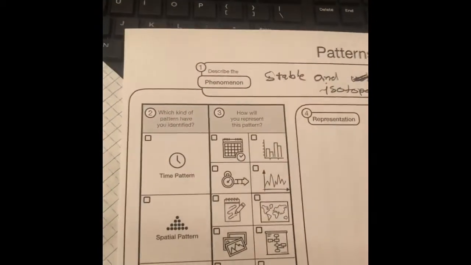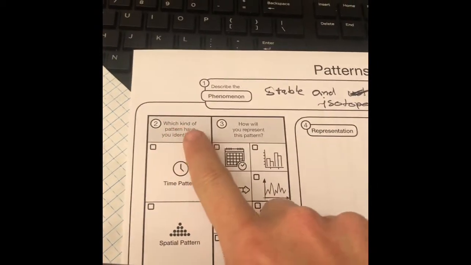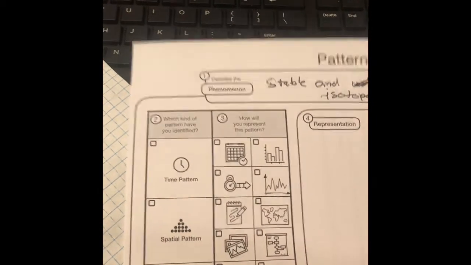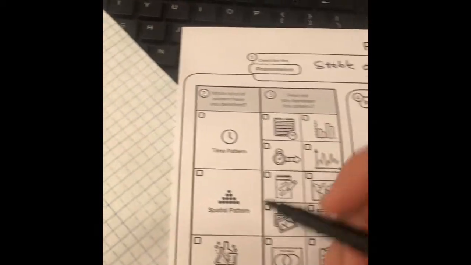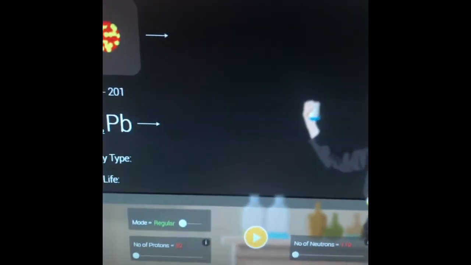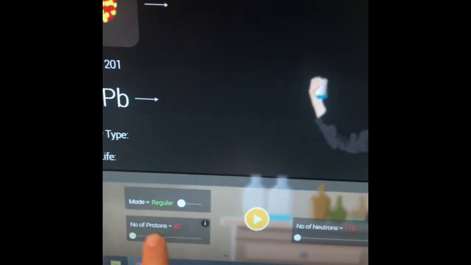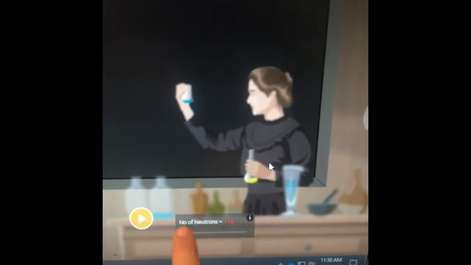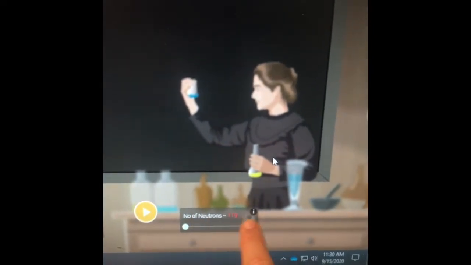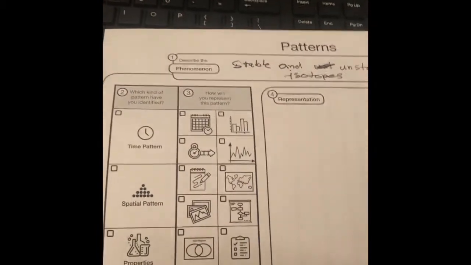Now on the side, step number 2 says, which kind of pattern have you identified? So today we're looking at a relationship between two different factors. We're going to talk about what those two different factors are that are being measured here in our simulation. The first factor is the number of protons in the nucleus, and the second factor is the number of neutrons. Those are the two factors that we are looking to see if there's some sort of pattern or relationship between.